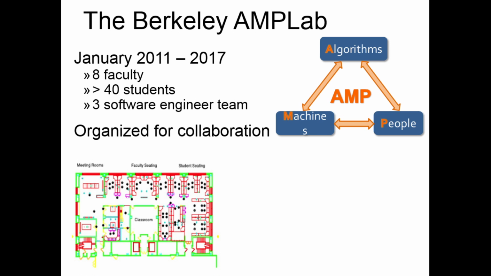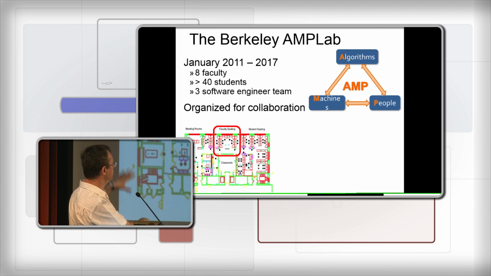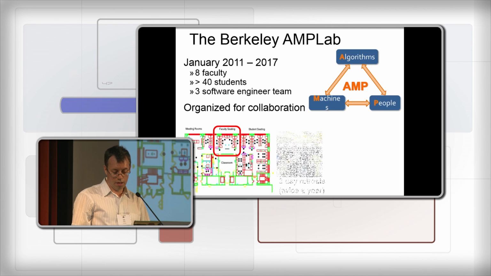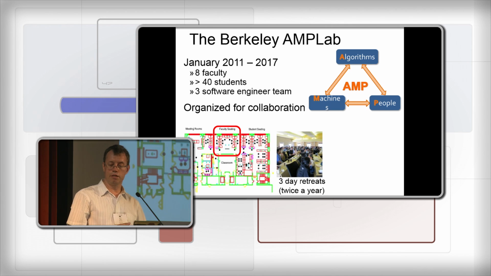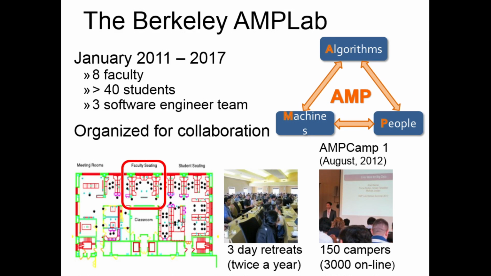The AmpLab is organized for collaboration. This is a very important aspect of how we run this lab. And here on the left-hand side is a floor plan. It's an open floor plan, like you find in any startup. Even more, the faculty are sitting in the open space as well. So we don't have offices. This really drives a lot of interaction. And here you see the people: systems, networking, databases, machine learning, all in this area. And of course, we also run a 3-day retreat twice a year. Many of you attend those retreats, in which we present our newest research and get feedback from the industry. And the AMP camps. This is a picture from the AMP camp 1 year ago.